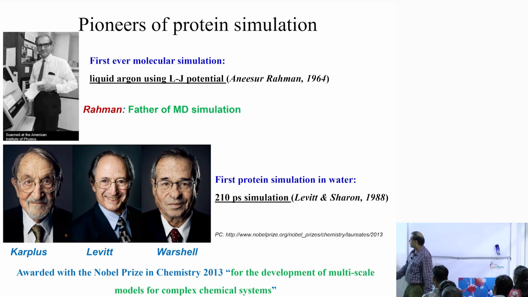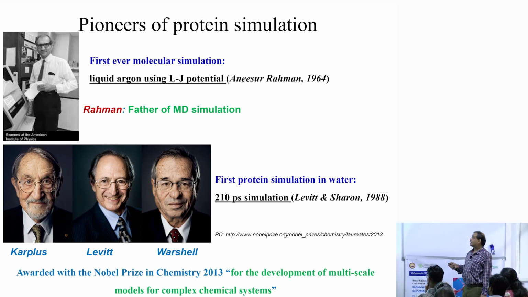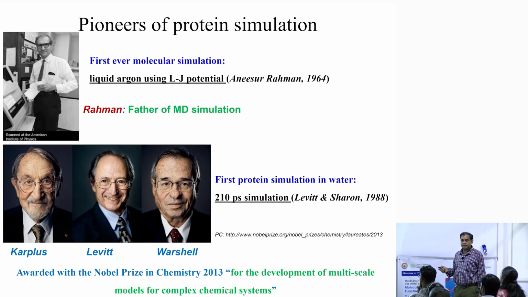So the first simulation was done by Aneesur Rahman in 1964, okay? This is the time when all these computers started coming in. Aneesur Rahman first successfully did this calculation, and he is regarded as the father of MD simulation, and there is a prestigious prize named the Aneesur Rahman Prize for computation. Now the first protein simulation came up 25 years later, and the simple reason is people had to work like hell to go from n squared to n log n, okay?